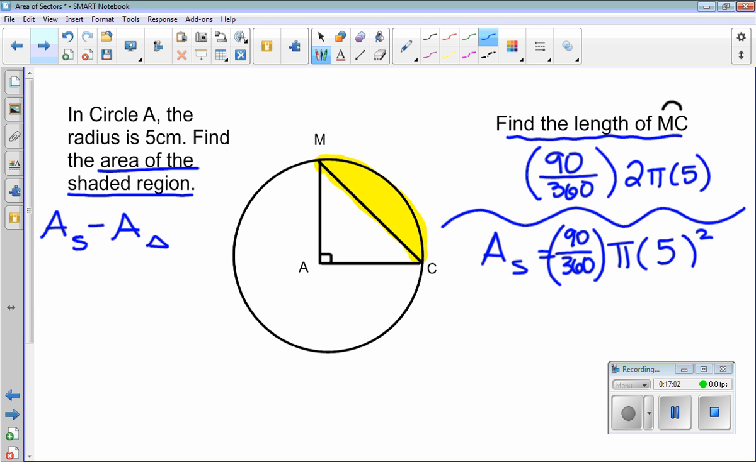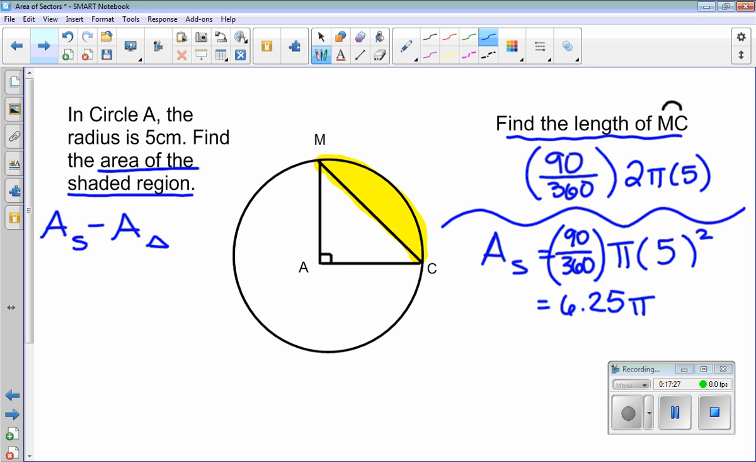And so that's going to be the area of the sector, or at least how we find it. So it's going to be 90 over 360 times 5 squared, or 6.25 pi. And we'll leave it exactly, so we won't multiply by pi yet. Okay, we'll leave our answer exact, and we'll see what we need to get here.